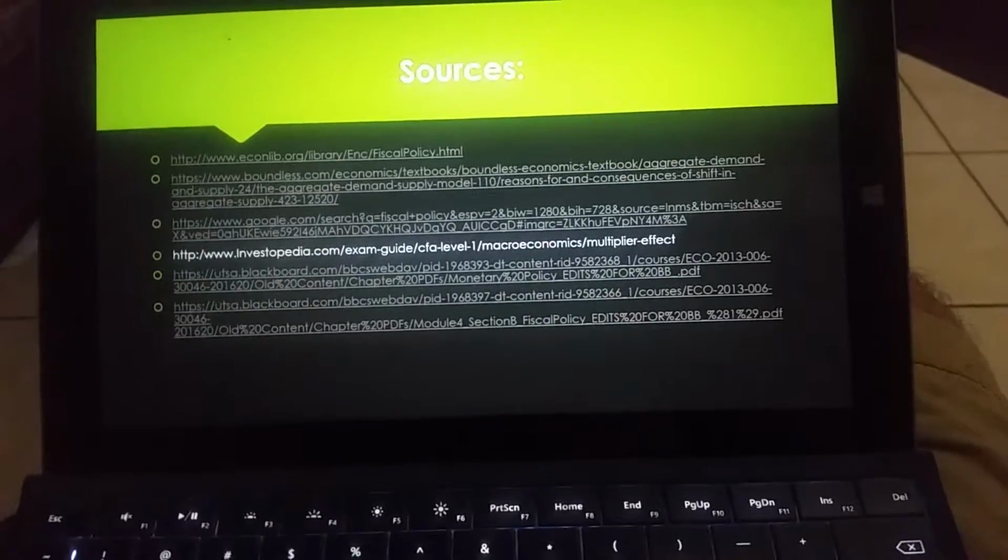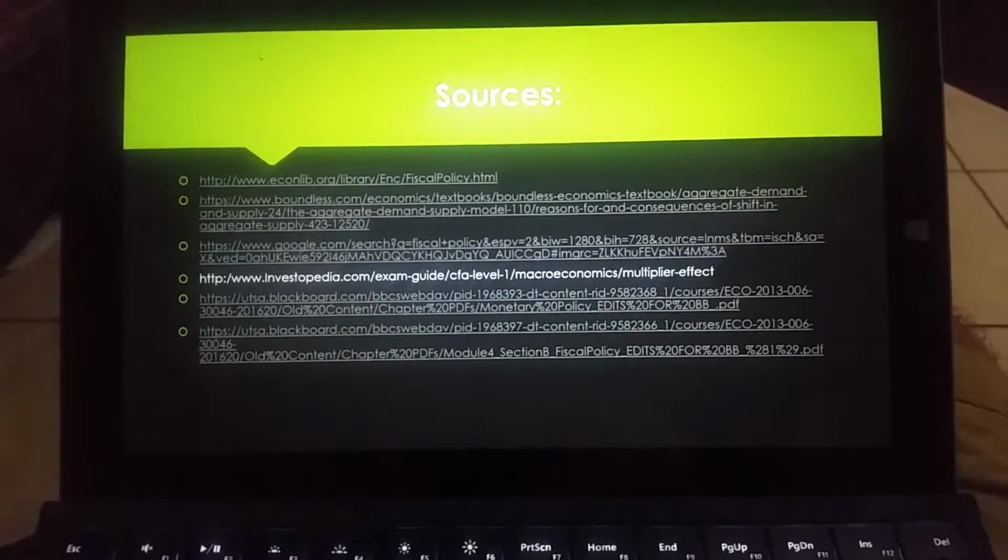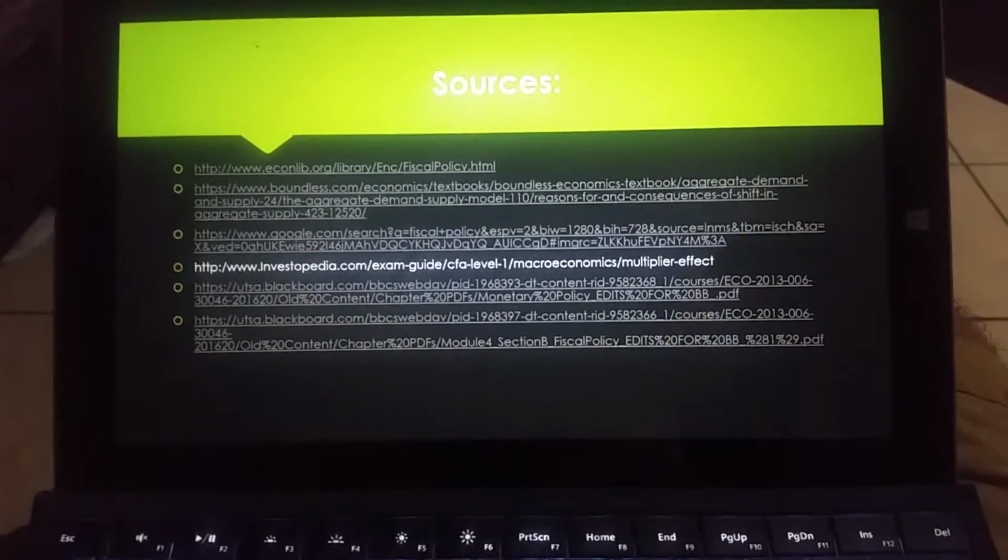increase supply and demand. And here are the sources that I used, which were one from Econlib, from Balance.com, Google Images, Investopedia, and Blackboard.